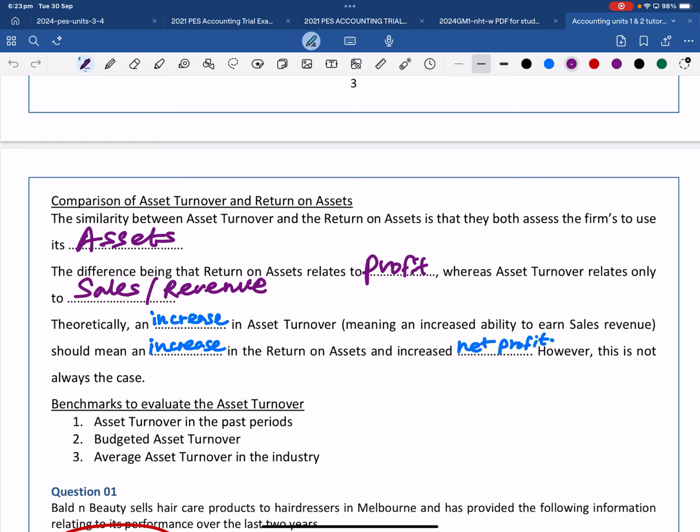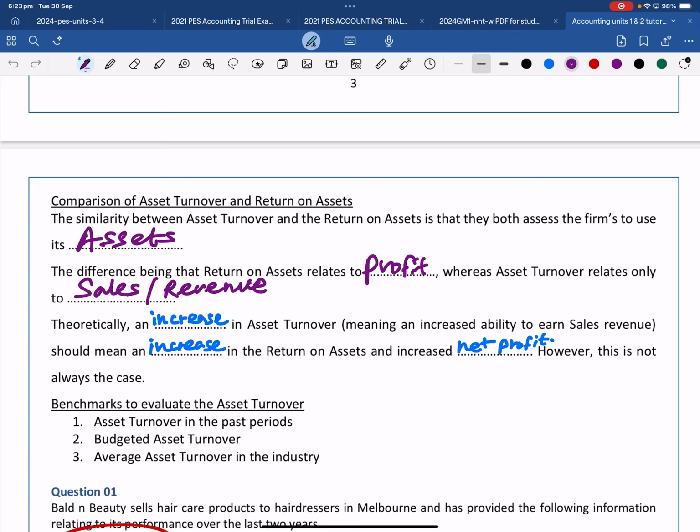We use the net profit, yes? Return. Remember I have told you, right? I think somebody has remembered. So net profit over assets, yes? The asset turnover, net sales over average total assets, yes? Same denominator, guys, but different numerators, yes?